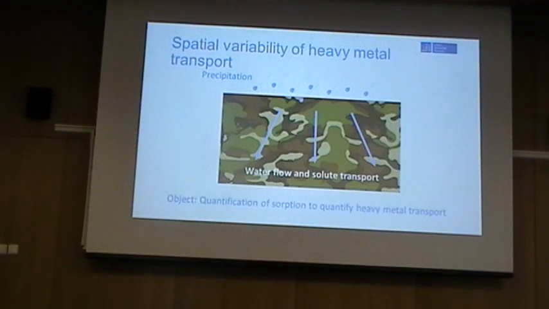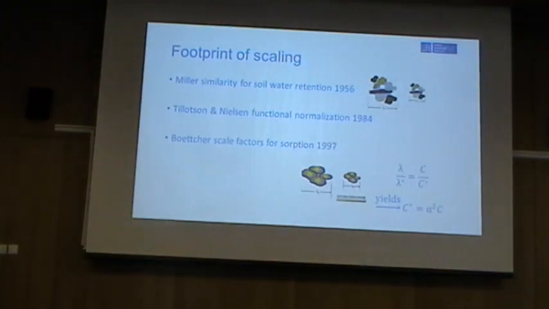Since the sorption can represent the retardation of heavy metal in soil, the quantification of the sorption process could provide a pathway which could be used to quantify the spatial and temporal heavy metal transport in 2D or 3D. We use a recently developed method, a calculation of scale factors, to quantify the spatial variability of heavy metal sorption in soil at the field scale.